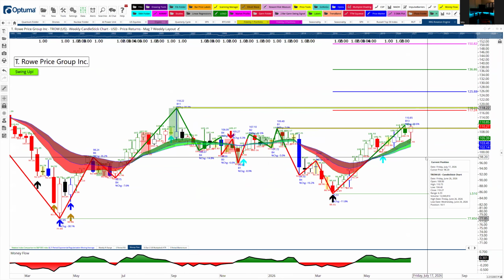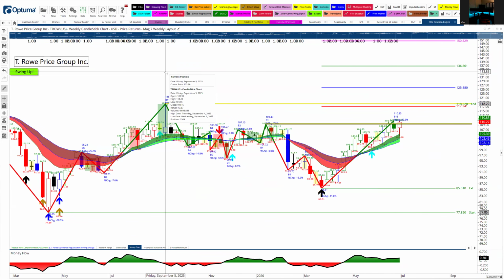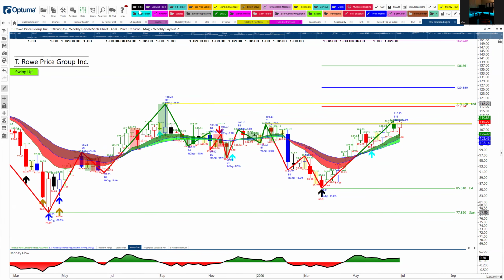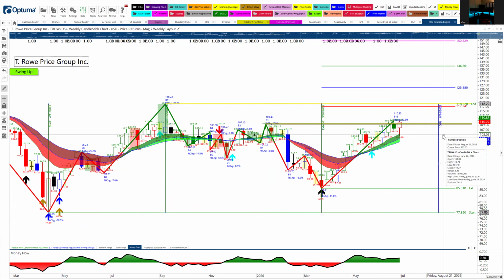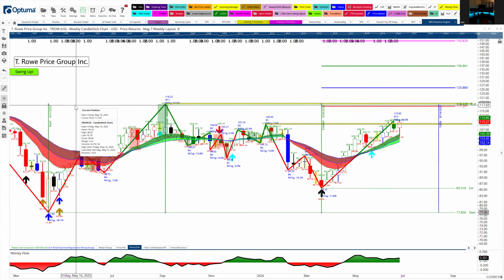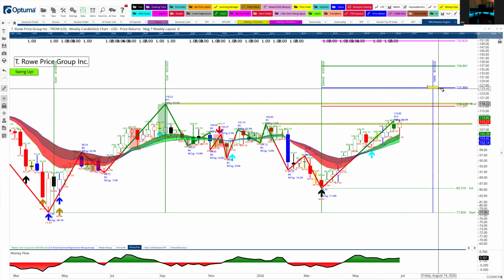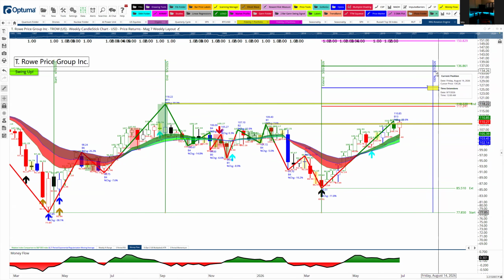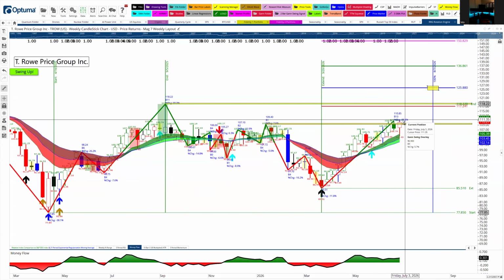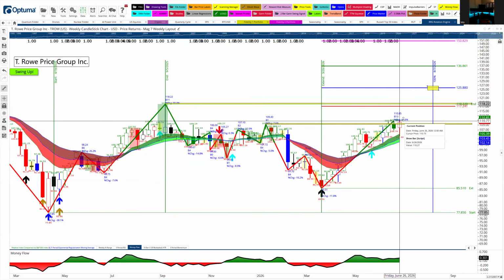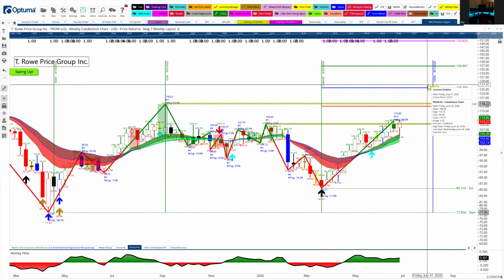So now from here we're going to run a clock. We take this high, this to this. So now this time clock gave us a measured move of 100 on August, what was that? August 7th of 2026. That's if the stock enters into a leadership phase.